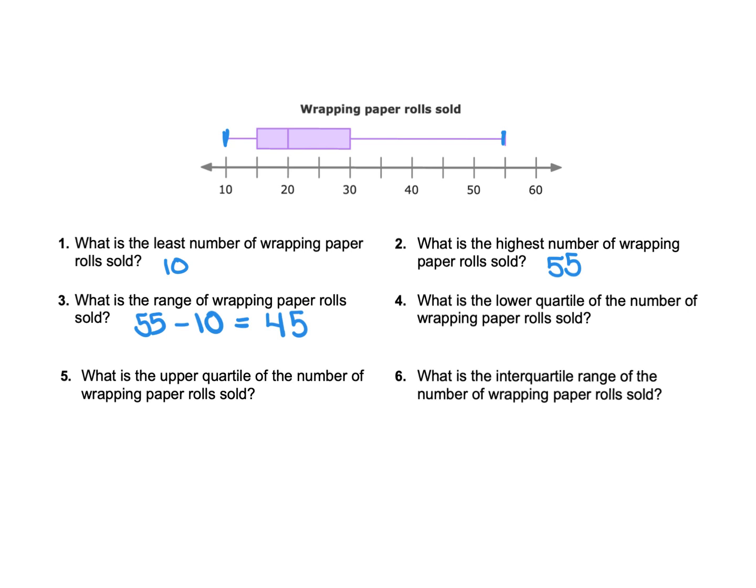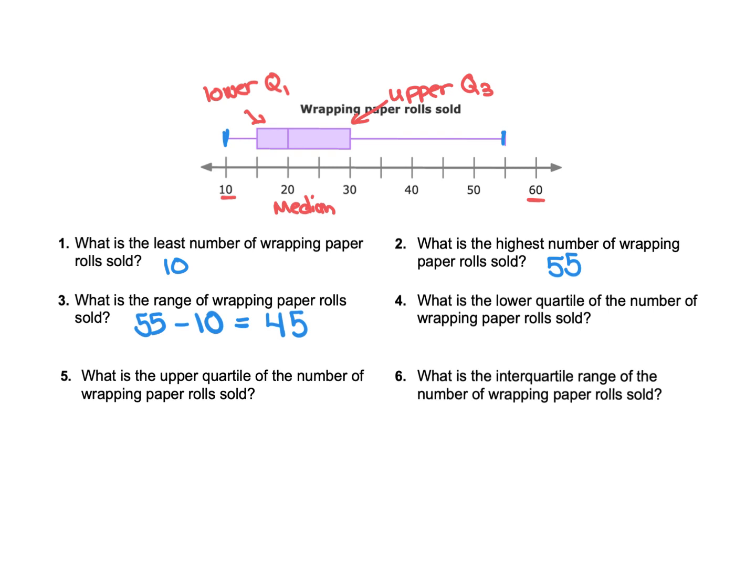All right, now it's asking, what is the lower quartile of the number of wrapping paper rolls sold? So I want to mention that our quartiles, remember, this right here is our median. And then we had our minimum and we had our maximum. And then we have this right here, and this is the lower quartile. We also label it as Q1. And so the lower quartile represents the lower half of the data, that is the median number. And then we have our upper quartile, and that is labeled Q3.